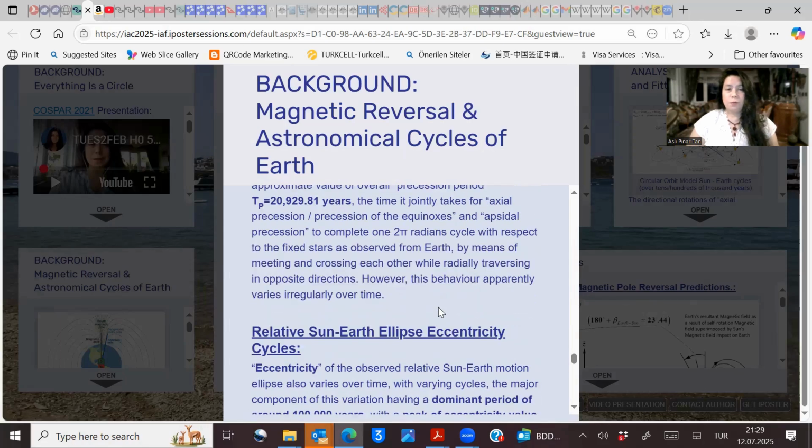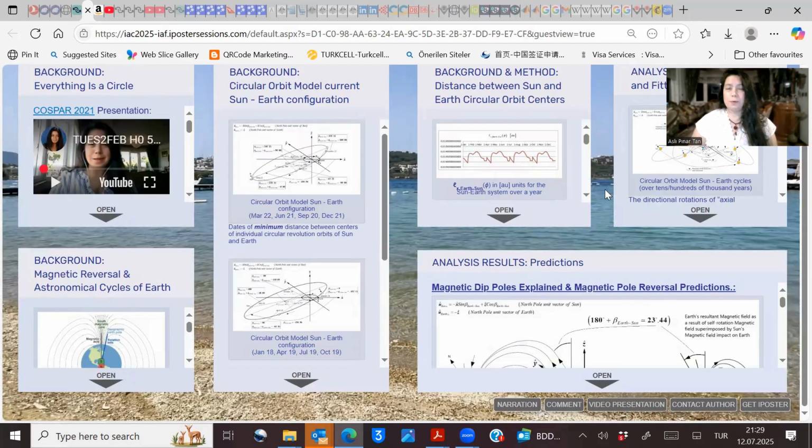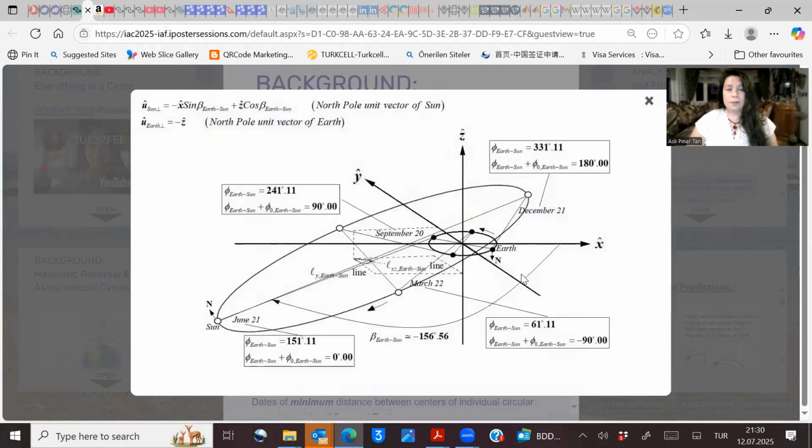So the joint apsidal precession and axial precession period amounts to a little more, some thousand years more than 20,000 years, actually. The Sun is moving eastward as observed from Earth. Axial precession is moving westward as observed from Earth. And the perihelion or the aphelion of the relative Sun-Earth ellipse, based on the distance vector between the two, is revolving also eastward as observed from Earth.